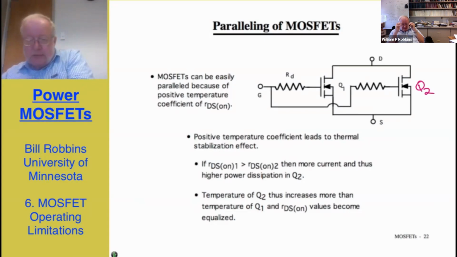But as a consequence of this, the temperature of Q2 will increase, perhaps higher than the temperature of Q1, and thus its on-state resistance will become as large or larger than that of Q1, and so some of the overcurrent that was there temporarily will go back to Q1. And so we have this thermal stabilization, which makes it much easier to consider paralleling MOSFETs. Some bipolar devices have a negative temperature coefficient, which means as one of the devices in parallel gets hotter, it has a better conduction characteristic and takes even more current, and thus hogs most of the current, and that can lead to thermal runaway, a positive feedback situation.